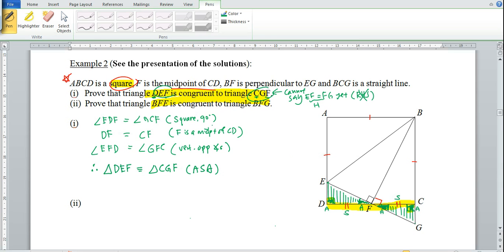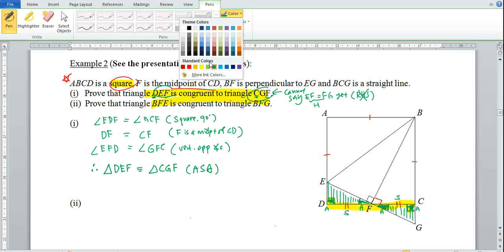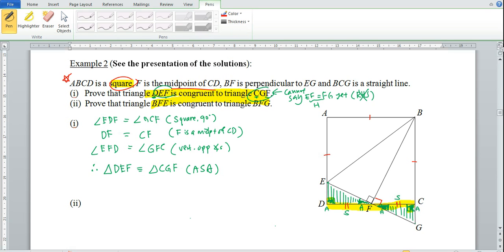Okay, so this is proving the first part. Okay, so I'm done proving the first part. Now, let's look at the second part. The second part wants you to prove another two triangles. So I'm going to shade these two triangles again. Okay, I'm going to erase a little bit of what I've drawn, so that it's not so messy.